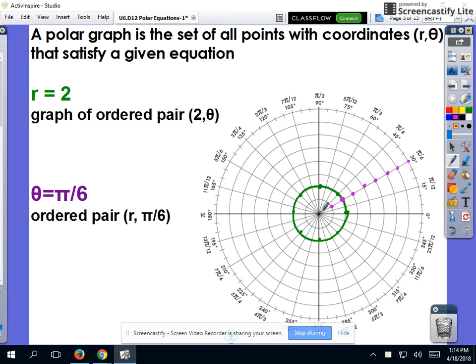7 pi over 6. Now if we go in the negative direction and we go -1 pi over 6, we're here. Because remember, positive is this way. So this would be -2 pi over 6, and then we go all the way down. So the big difference between these two is that r equals 2 is a circle and theta equals pi over 6, we have an ordered pair.